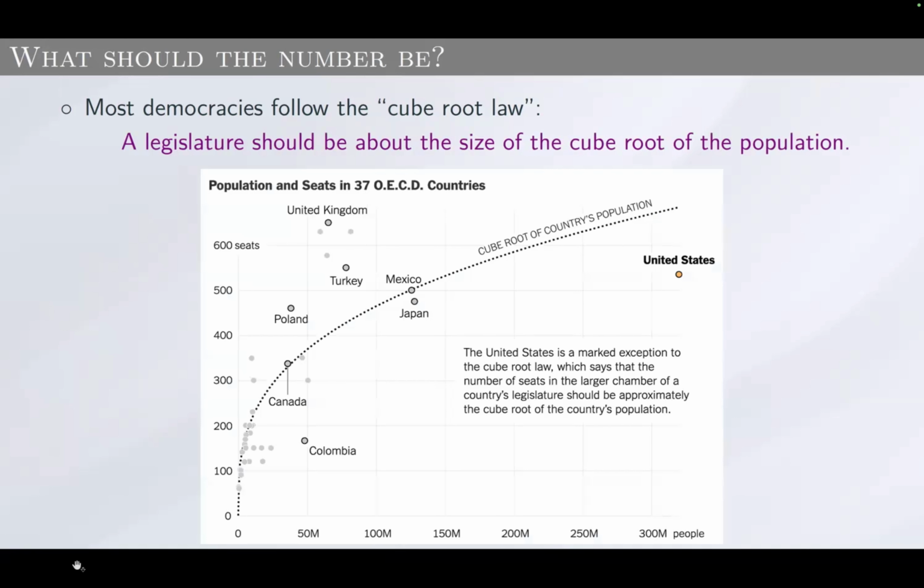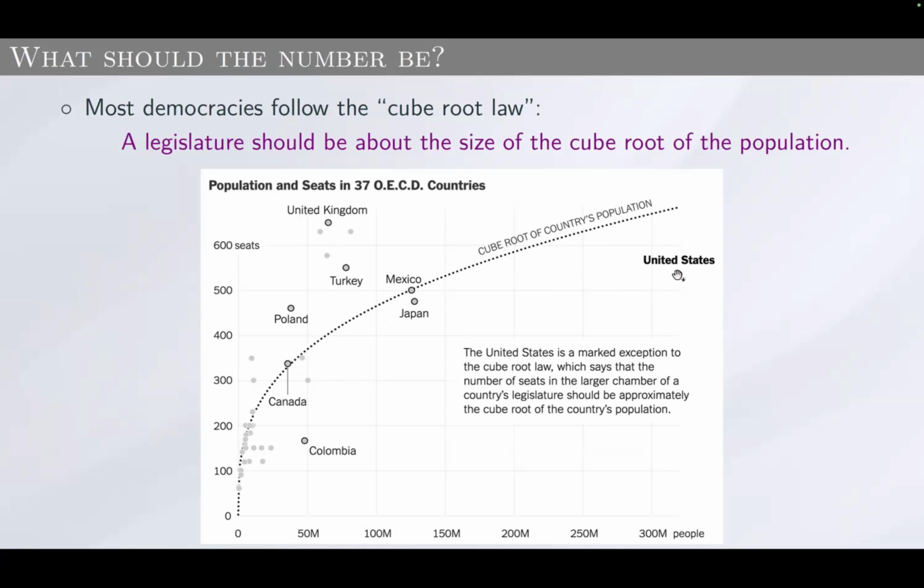And if you look at most countries, this is just the OECD countries on this graph, there are a lot of gray dots down here. A lot of countries with small populations fall right onto this cube root curve. The x-axis is people and the y-axis is number of seats. If you fall on or near this curve, that means you're following the cube root law. That means your seat number is the cube root of your population or close to it, and most countries fall near there.